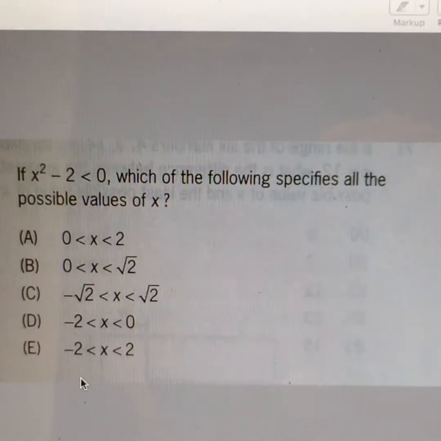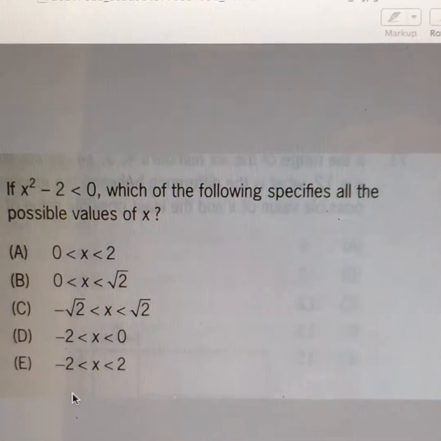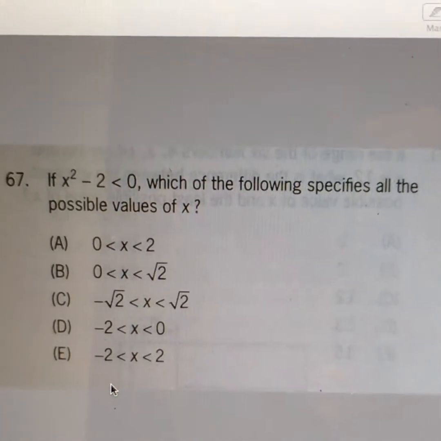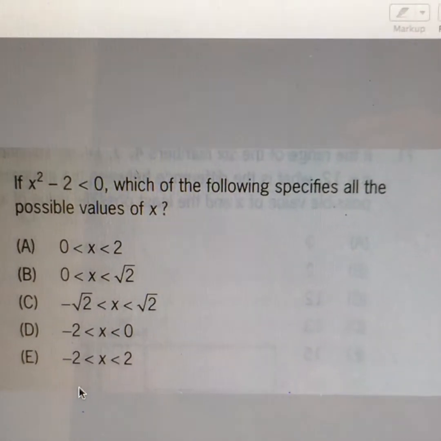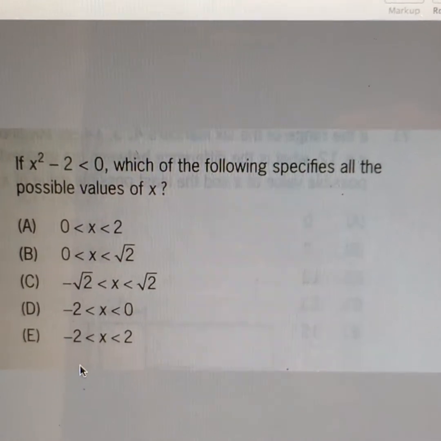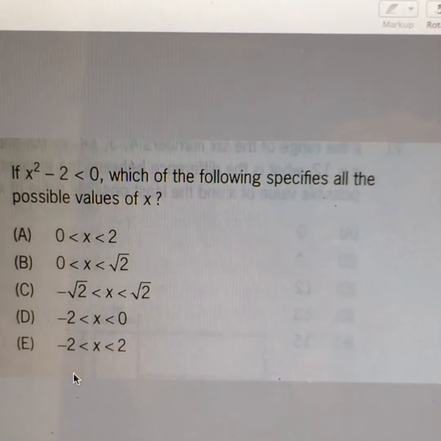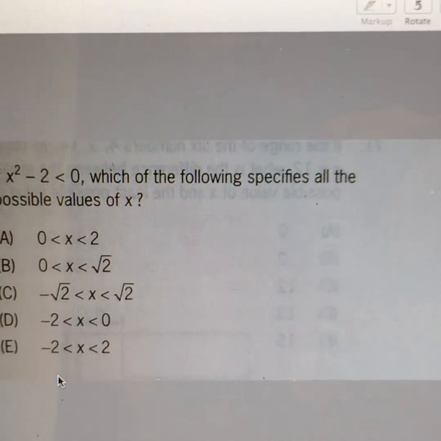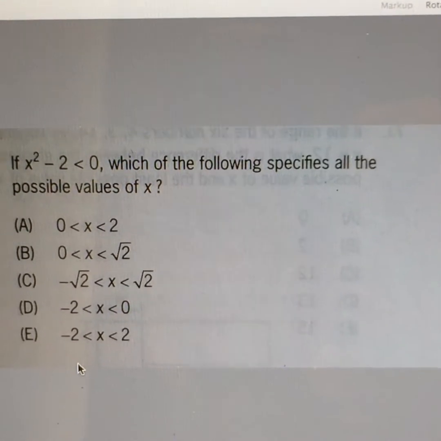Here's the original problem one more time. I just want to show you the answer choices. We had A through E. X is between 0 and 2. X is between 0 and root 2. X is between negative root 2 and positive root 2. X is between negative 2 and 0. And x is between negative 2 and positive 2. We already know the answer is C.